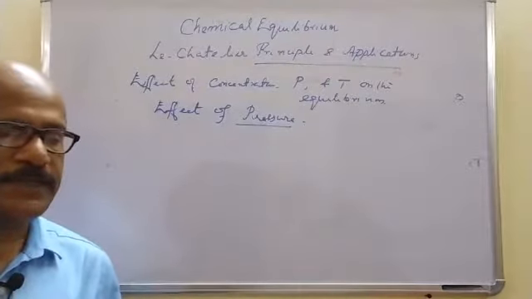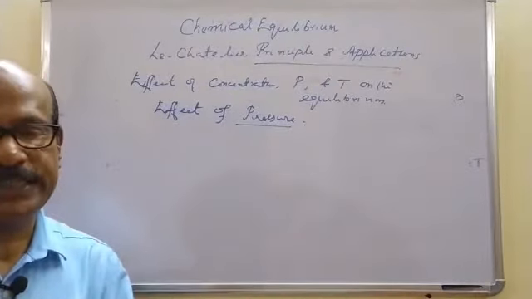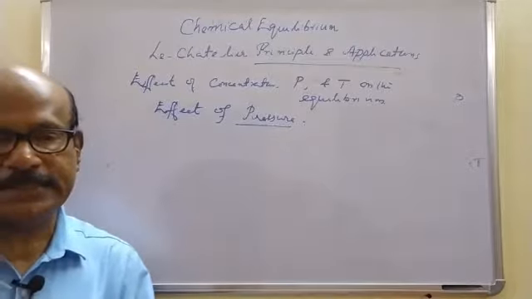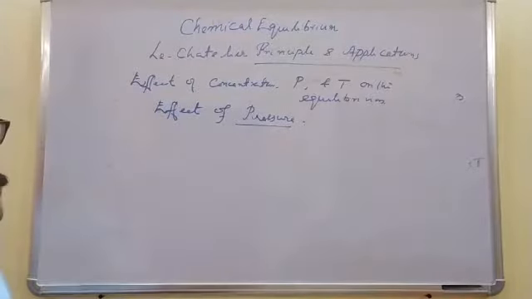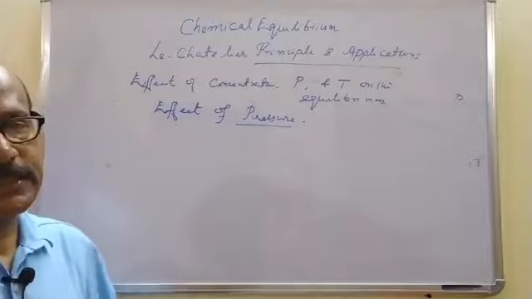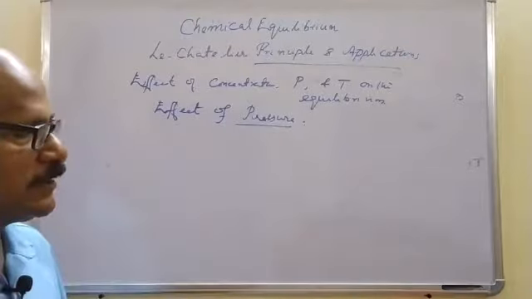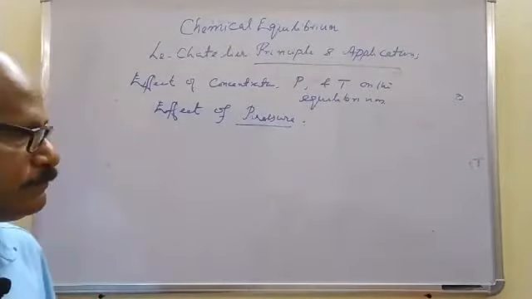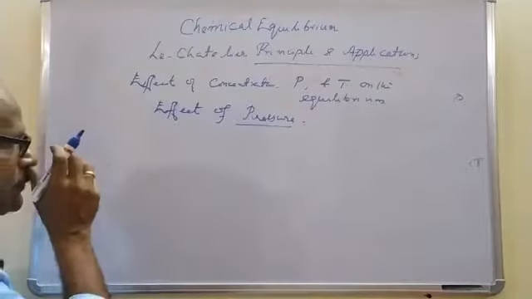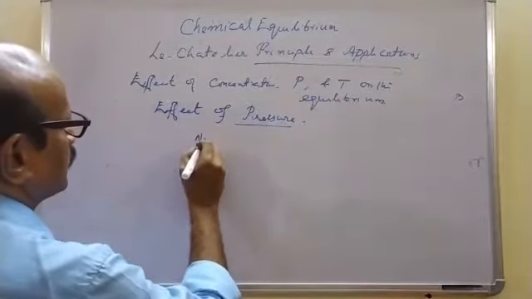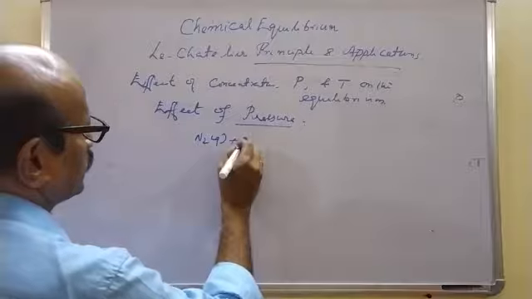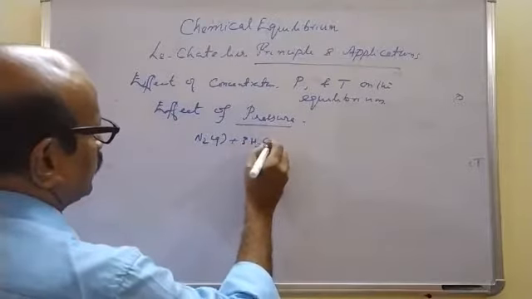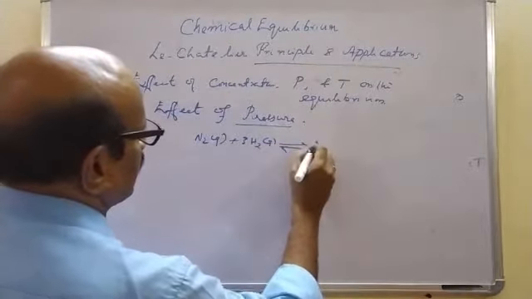That is, in the case of a reversible reaction, if the number of moles of the gaseous reactants is different from the number of moles of the gaseous products, that is delta n is different, in that case pressure has influence. Okay, then consider a reaction: N2 gas plus 3H2 gas reversibly giving 2NH3 gas.